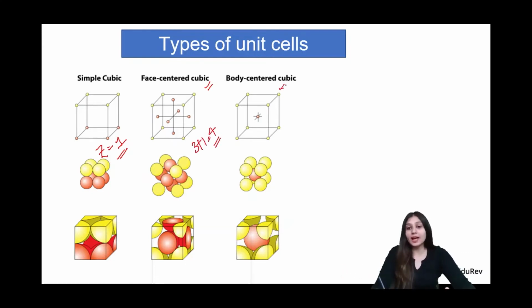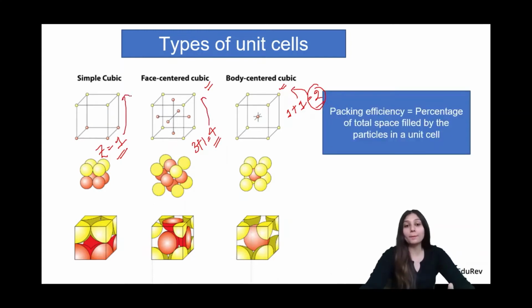In body centered, in addition to the ones present at the corners, we have 1 extra atom present inside the unit cell. This is not shared with any other unit cell, so it belongs entirely to the unit cell it is in. So it is 1 plus 1, which means 2. So the number of atoms per unit cell is 2 in body centered, 4 in face centered, and 1 in simple cubic.